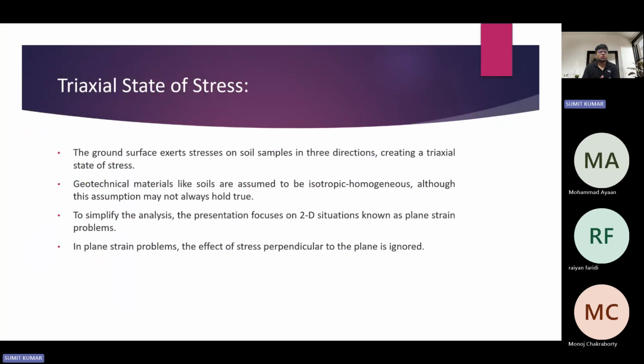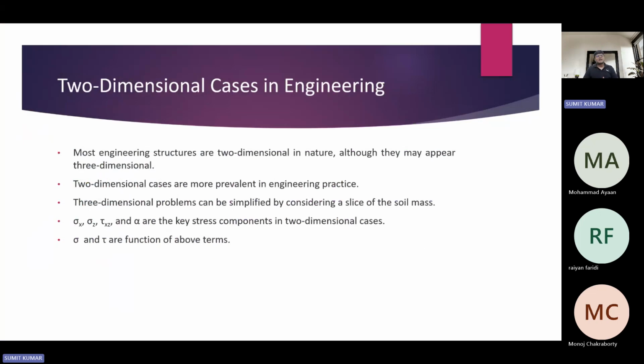Okay. To simplify the analysis, we transform this three-dimensional space to the 2D space, in which we focus only on the plane strain problem. Basically, if we can assume the two-dimensional space, we take the plane strain problem. In the plane strain problem, the effect of stress perpendicular to the plane is ignored, and over here you could see that in the two-dimensional space in civil engineering, we can take the sigma x value as sigma z.